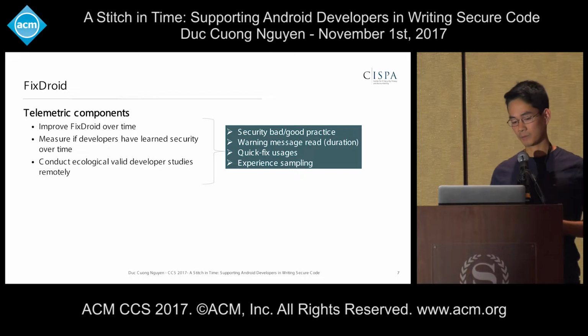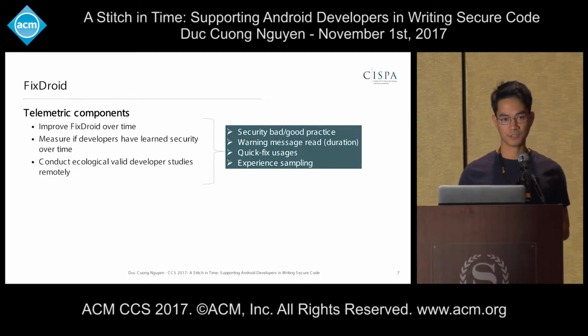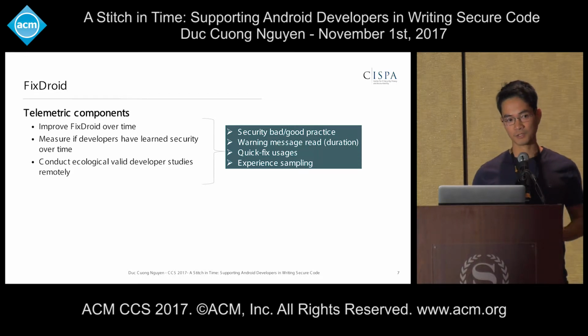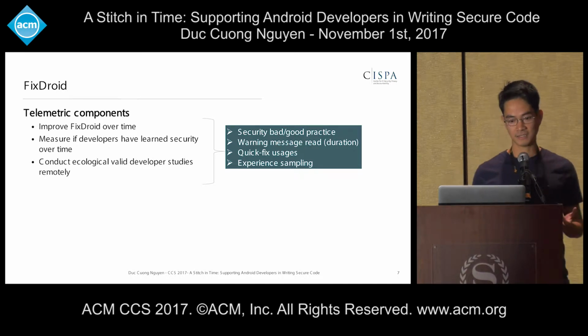Our goals here are, we want to improve FixDroid over time. And secondly, we want to measure if developers have learned writing secure code over time with the support of FixDroid. So we want to measure if FixDroid has helped developers in writing secure code in a long-term study. And finally, we want to conduct ecologically valid developer studies remotely. So meaning that we don't want to invite participants into our lab, stay there and observe them do the programming task. We want to do that remotely, online.